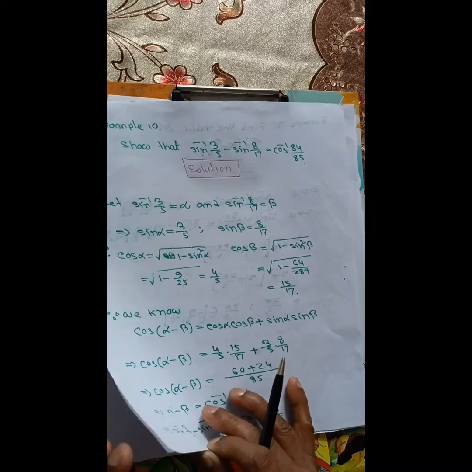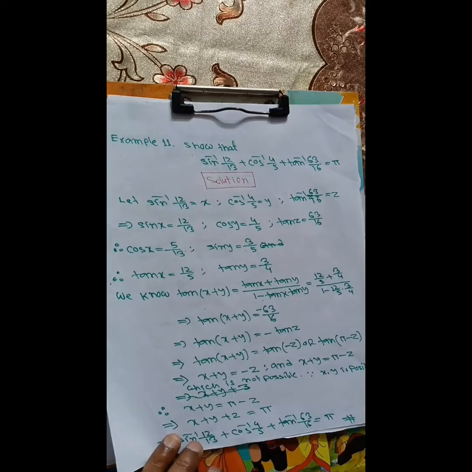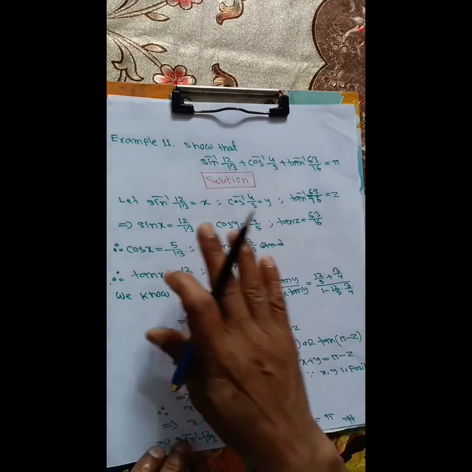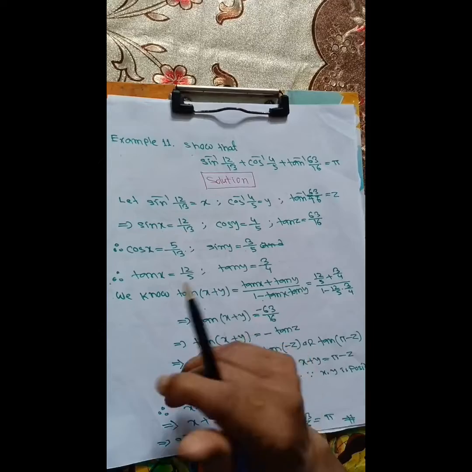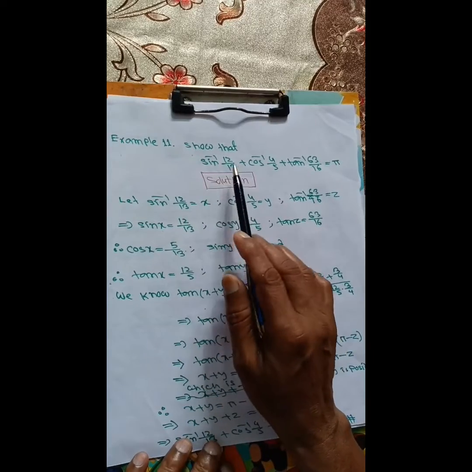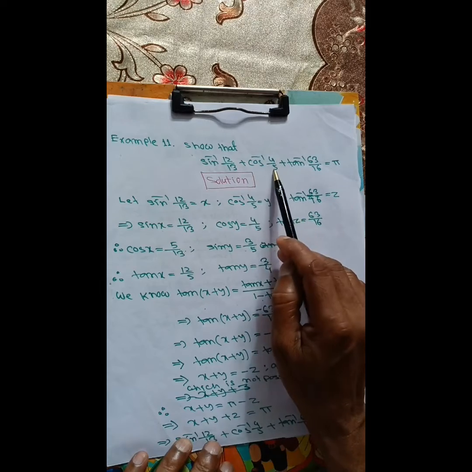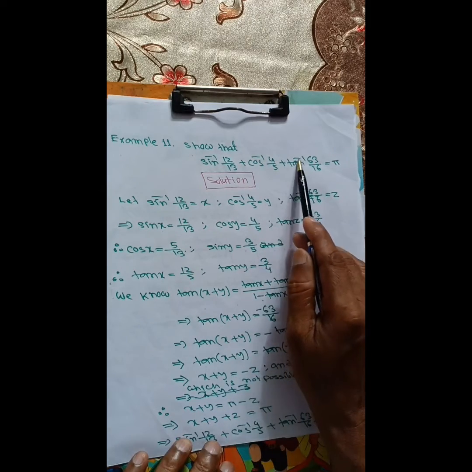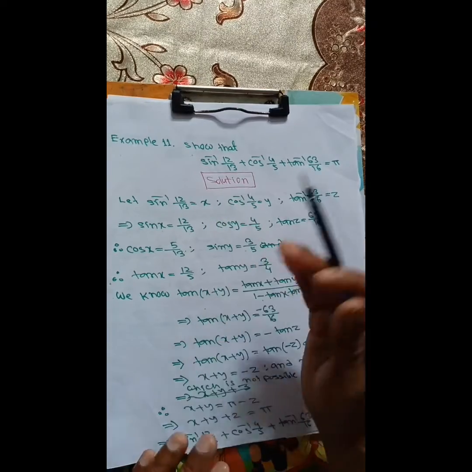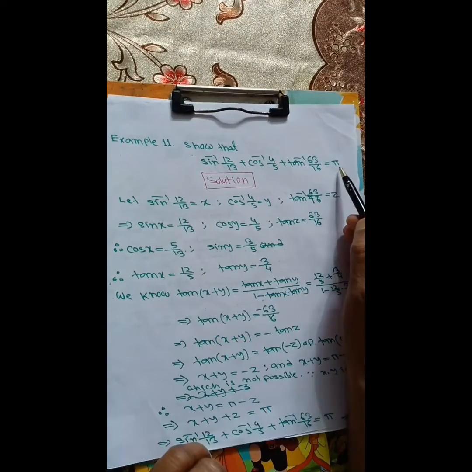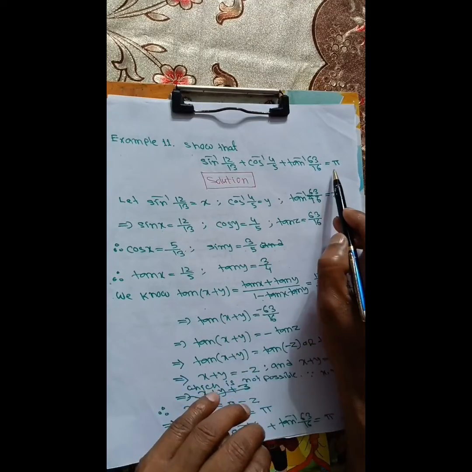Okay, next we are going to discuss example number 11. 11 में दिया हुआ गया to show that sin inverse 12 by 13 plus cos inverse 4 by 5 plus tan inverse 63 by 16 is equal to pi. In the right hand side दिया हुआ गया pi. Now we have to show that this is equal to pi.